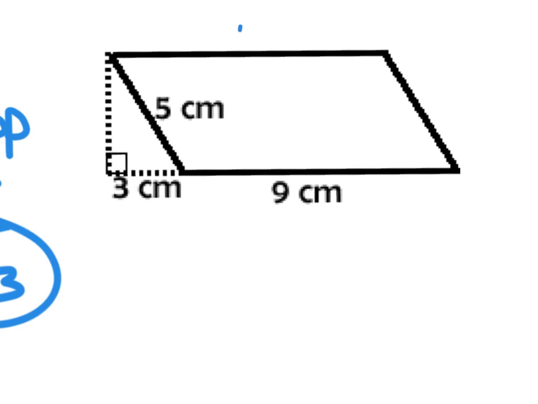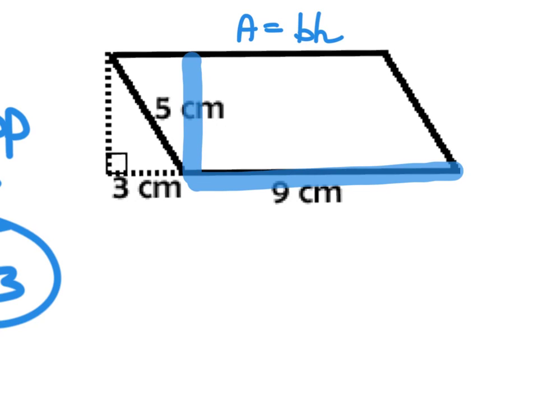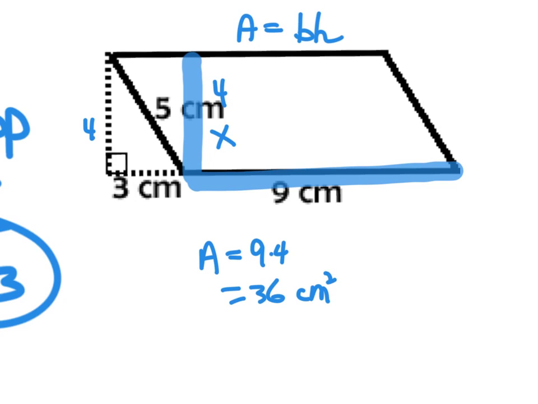In the next problem, area of the parallelogram is base times height, where the base is this 9 and the height we don't know, so that's x. But we could figure out that height because, again, we have that 3, 4, 5 triangle. So that height is going to be 4, meaning that the area will be base times height. So 9 times 4 is 36 square centimeters. The key here is the base and the height have to be perpendicular, have to have that right angle.